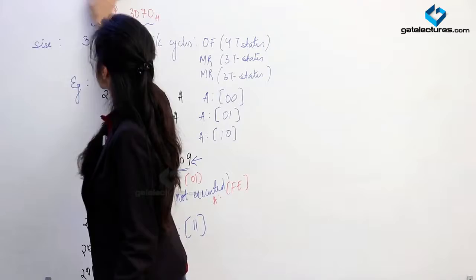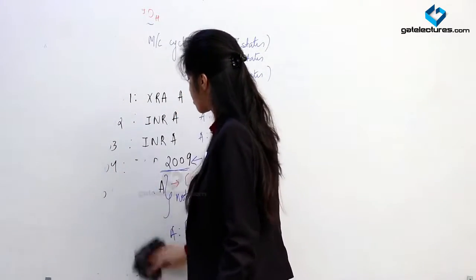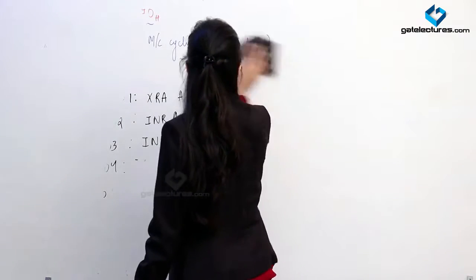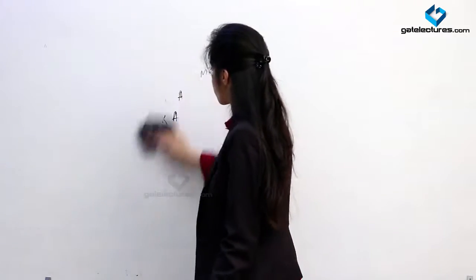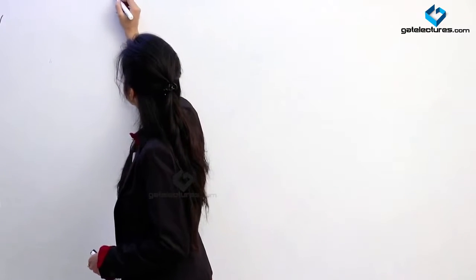Conditional jump. We know that the 8085 microprocessor has 5 flags. We've already studied the 5 flags. So based on those flags only, we have conditional jumps. What happens in conditional jump?